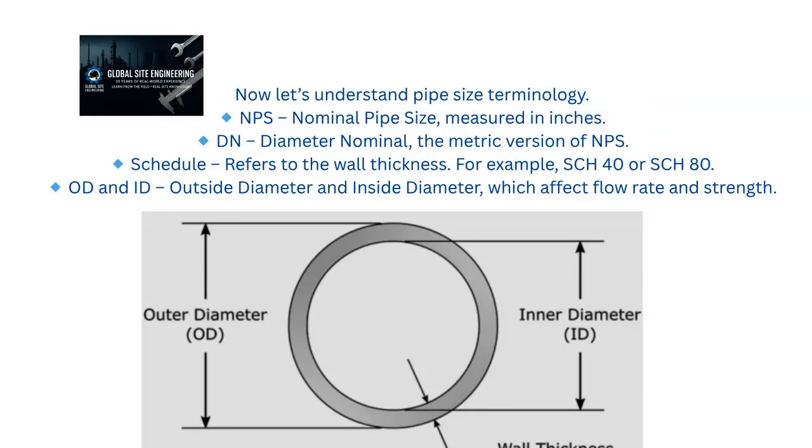Now let's understand pipe size terminology. NPS, nominal pipe size, measured in inches. DN, diameter nominal, the metric version of NPS. Schedule, refers to the wall thickness. For example, Schedule 40 or Schedule 80. OD and ID, outside diameter and inside diameter, which affect flow rate and strength.